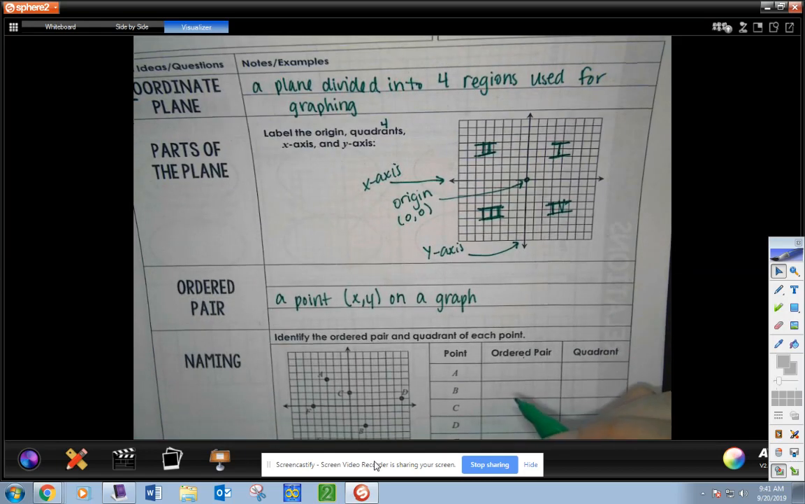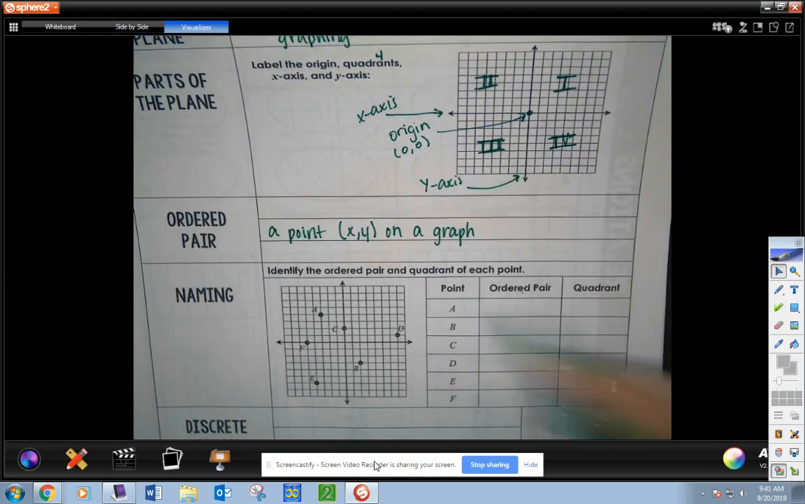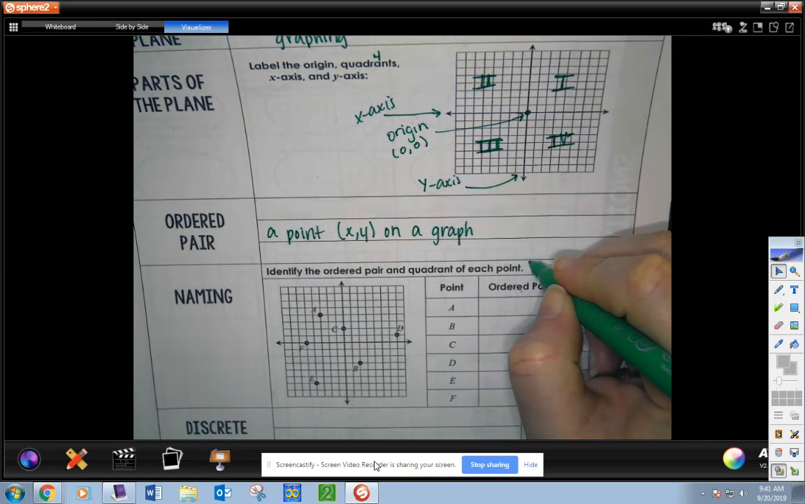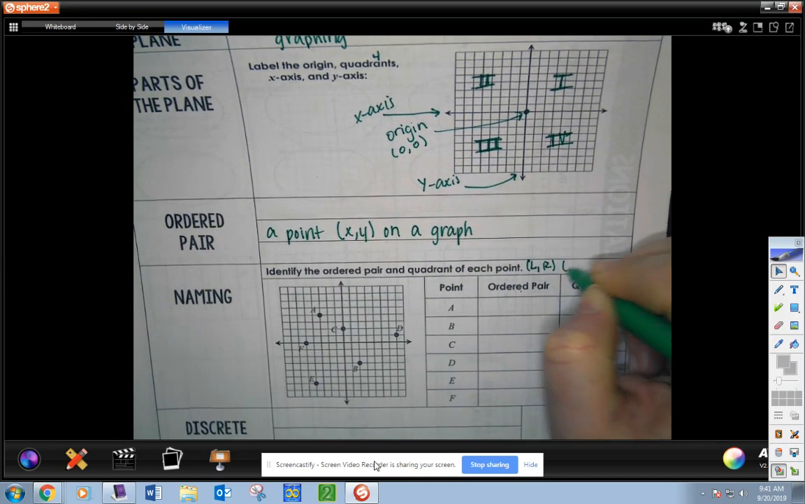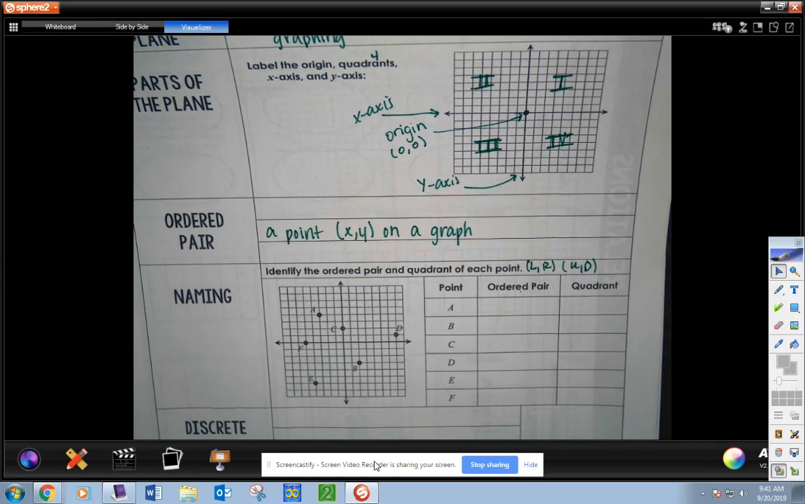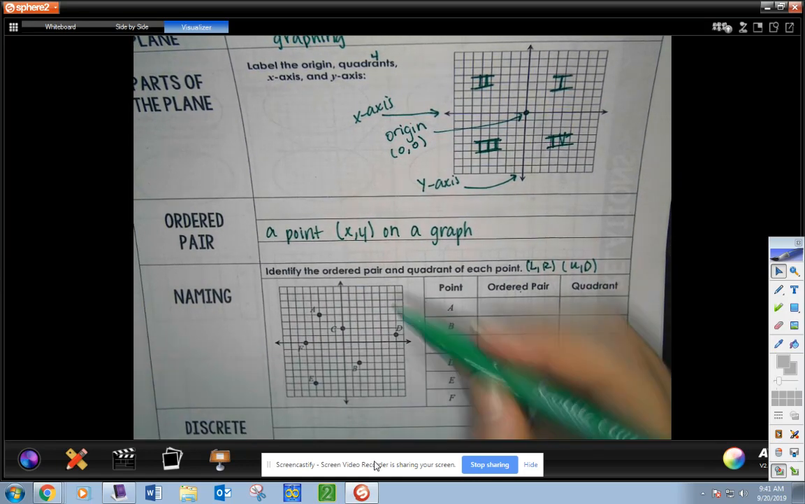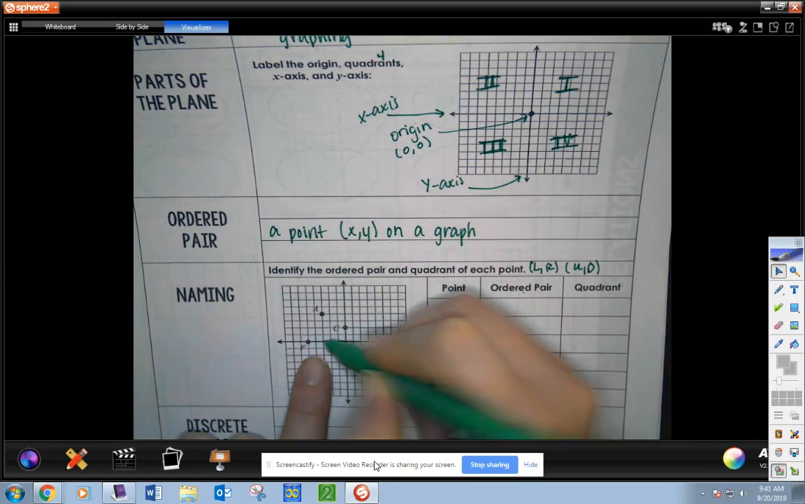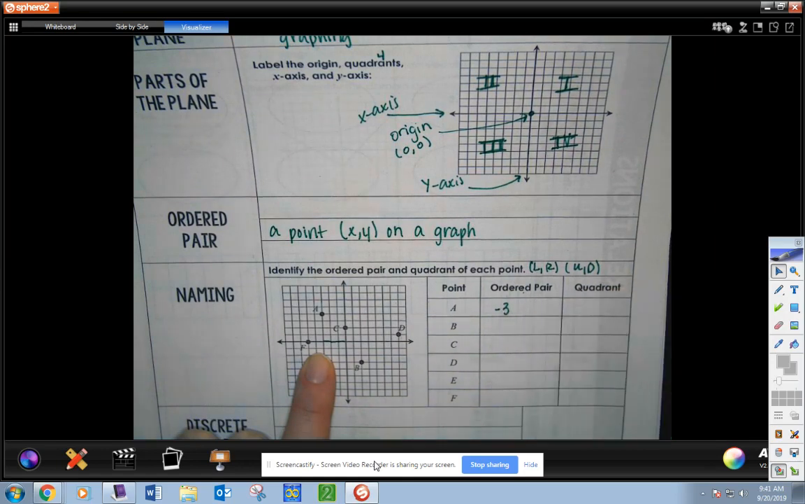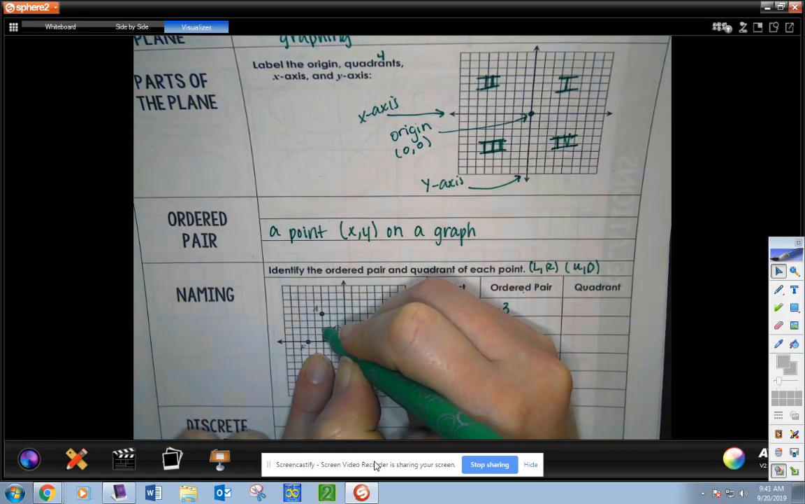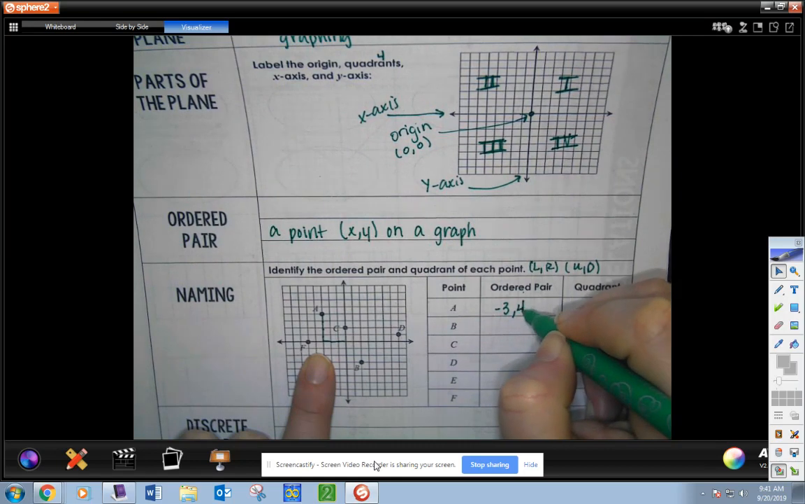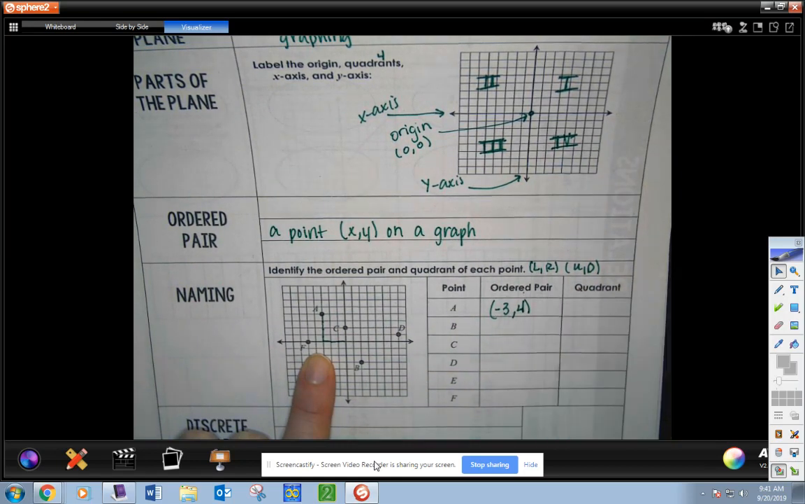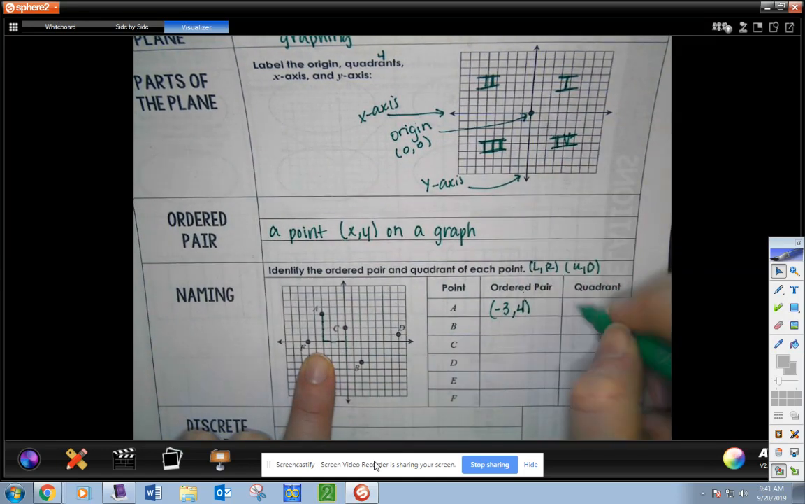Okay, so the first thing they want us to do is identify some of these points and what quadrant each falls in. The first thing I need you to know is that you must go left or right, and then you go up or down. If you go the opposite way, your point's going to be backwards. So to get to A, the first thing we have to do is go left 1, 2, 3. So I went left 3, left means negative, and then I go up 1, 2, 3, 4. So up 4, and 4 is positive. Put it in parentheses, and now I look to see if I'm in quadrant 1, 2, 3, or 4, and this is in quadrant 2. So I put Roman numeral II.